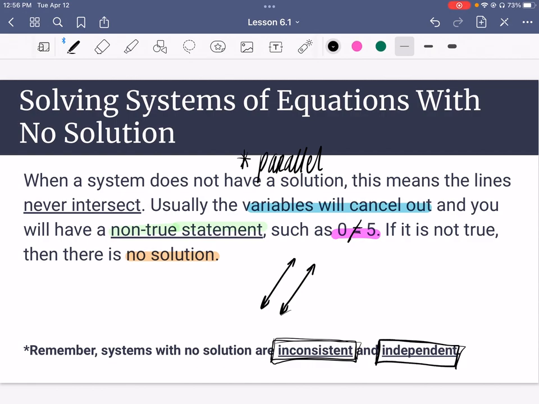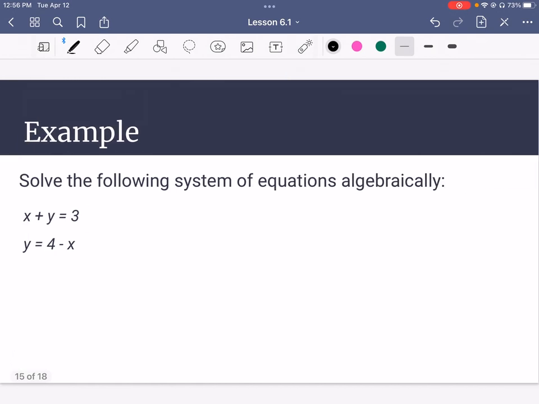Remember, we talked about earlier, no solution means it is inconsistent. And we have two different equations here, two different lines that are independent. So inconsistent and independent.